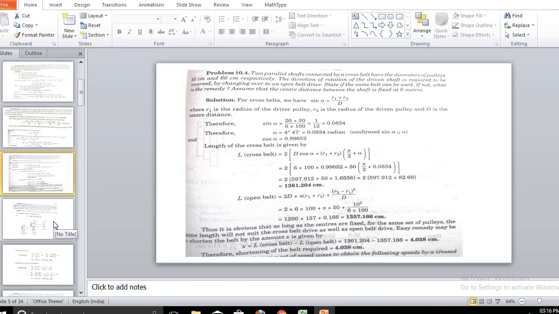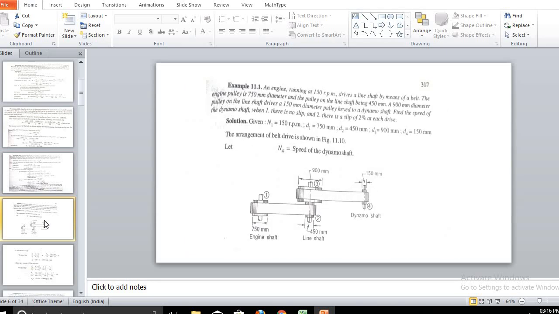So this is the example based on the length of belt formula, on the length of the cross belt drive and open belt drive.